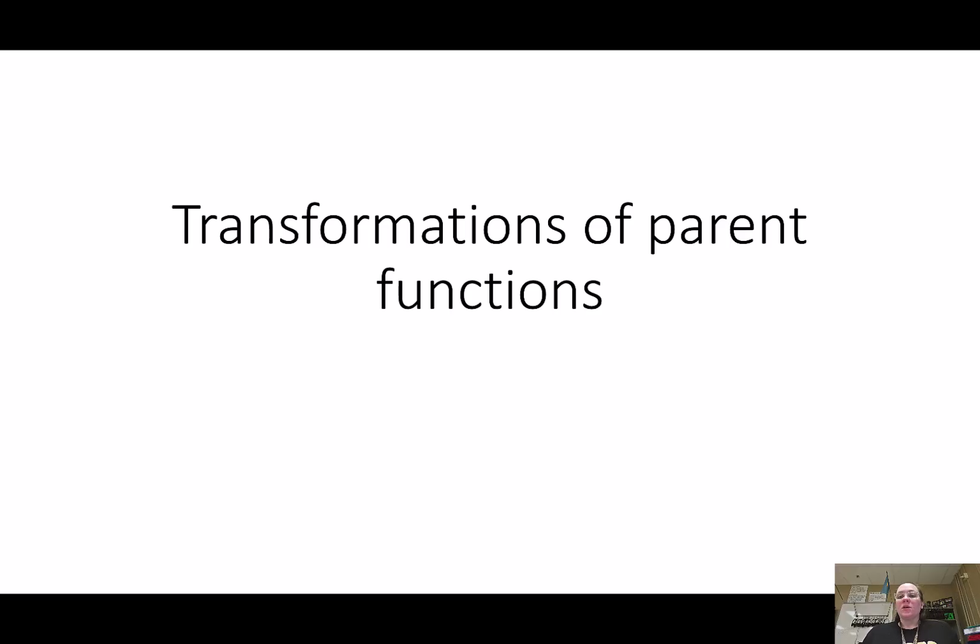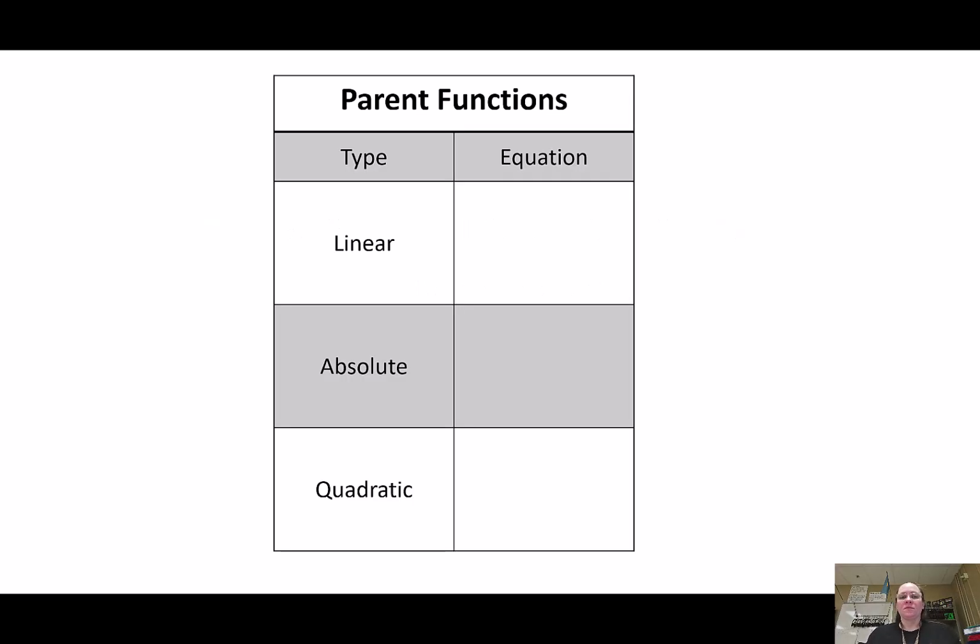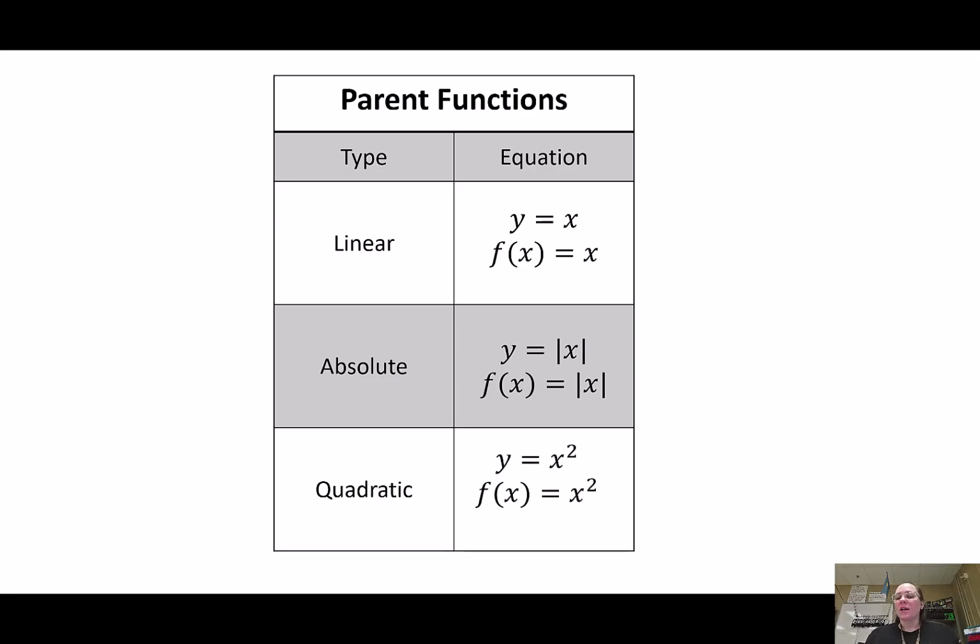All right, let's talk really quick about transformations of parent functions. Just a reminder, there's three types of parent functions we have talked about: linear, y equals x; absolute value, y equals the absolute value of x; and quadratic, y equals x squared. These are the three types we have talked about. There are others, and you will talk about those in another course.